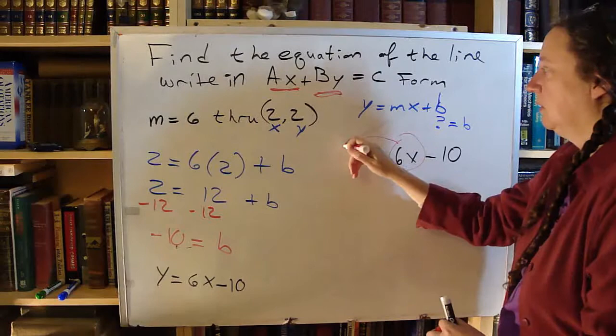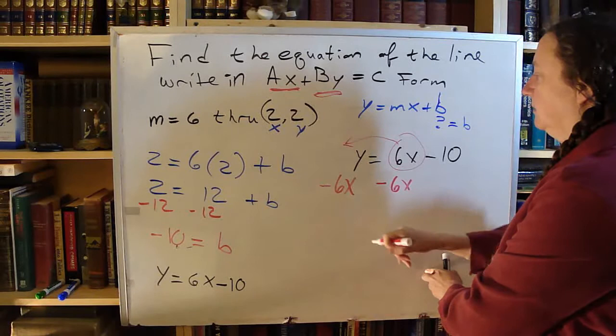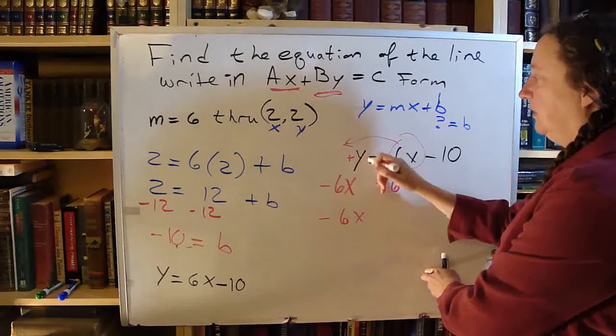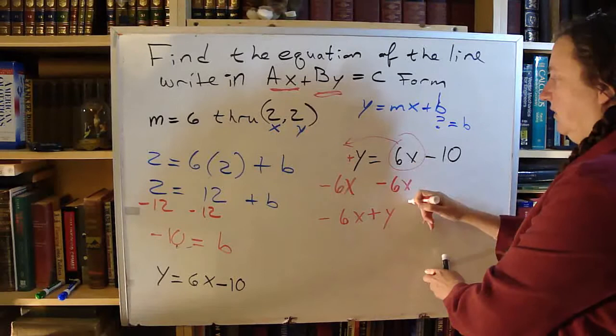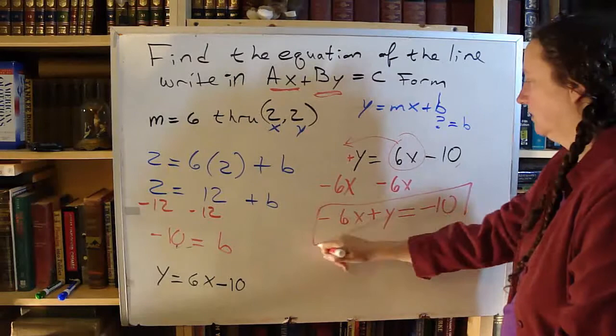So I'm going to subtract that. Minus 6x. What I do on one side of the equal sign, I do on the other. Now I have negative 6x, and this is a positive y, so plus y. 6x and 6x cancel out because it's being subtracted there, equals negative 10. There is my answer. That question is done.